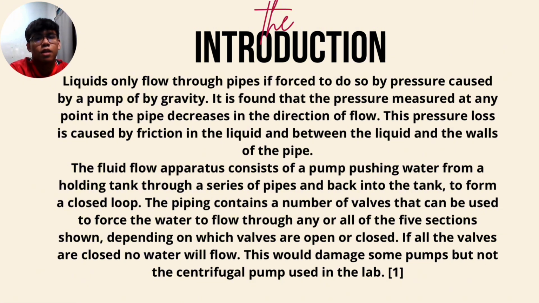The piping contains a number of valves that can be used to force the water to flow through any or all of the five sections shown, depending on which valves are open or closed. If all the valves are closed, no water will flow. This would damage some pumps, but not the centrifugal pump used in the lab.